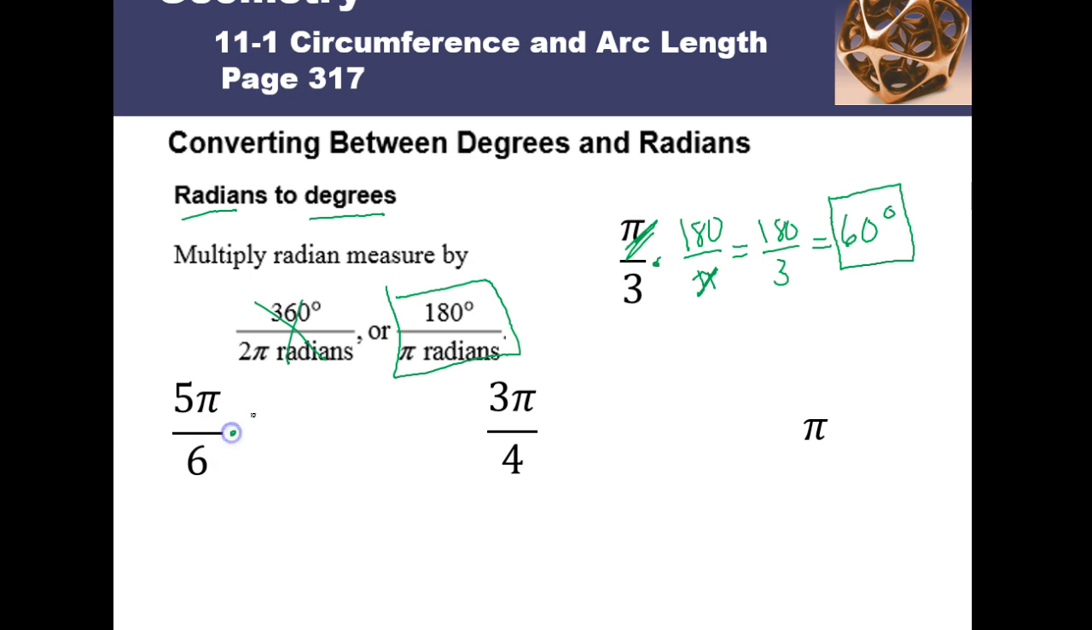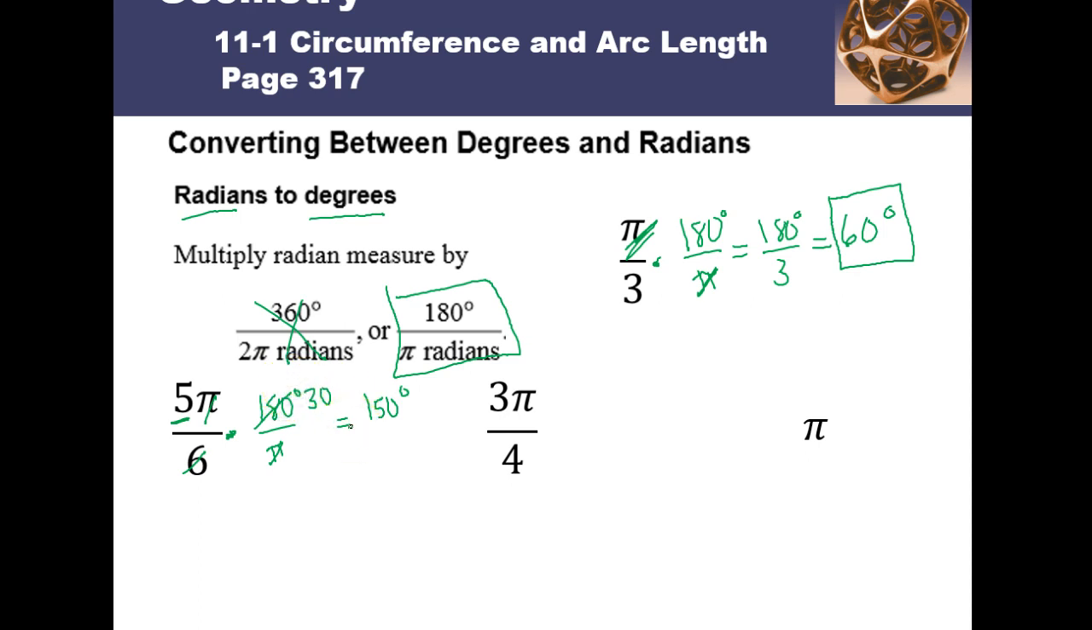So to convert this, we're going to multiply by 180 over pi. So again, the pi's cancel. And then I can do 6 goes into 180. 6 times 30 gives me 180, so that would be 30 times. And then I'm left with 5, so 5 times 30, which is 150 degrees. And I'm sorry, this should say 180 degrees, so we get our degrees.